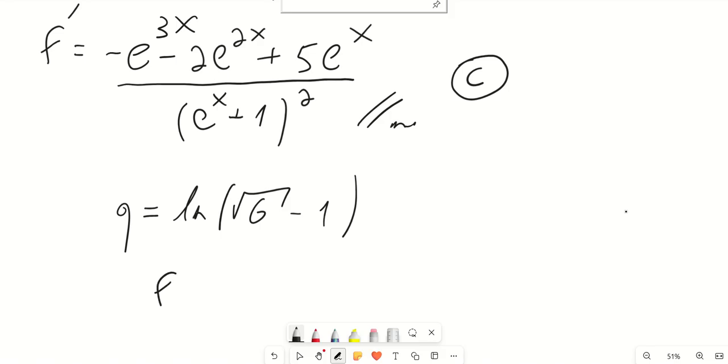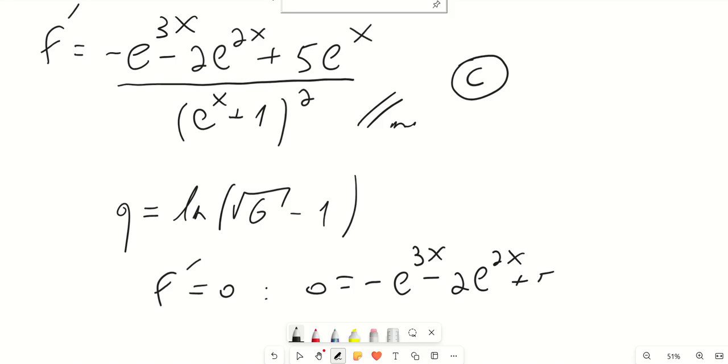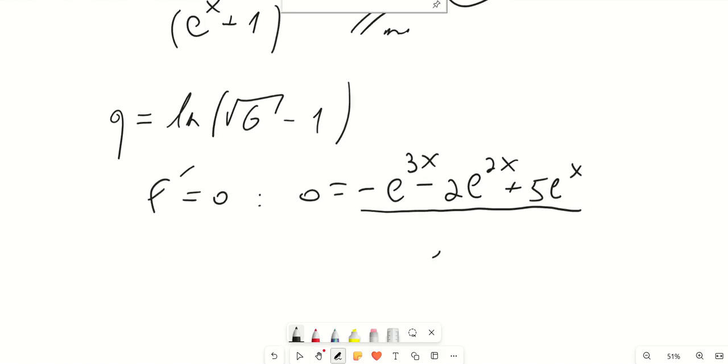I say f prime equals 0. Then I get 0 equals negative e to the power of 3x minus 2 e to the power of 2x plus 5 e to the power of x, divided by (e to the power of x plus 1) squared.